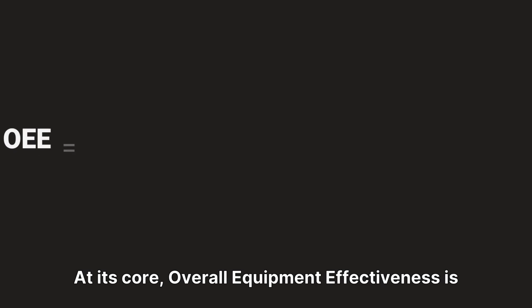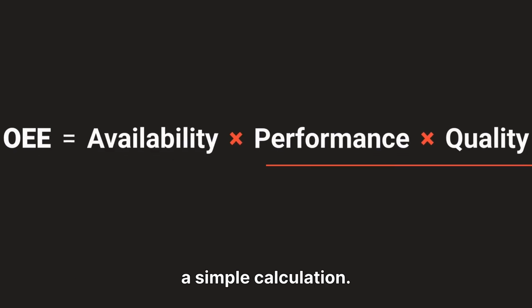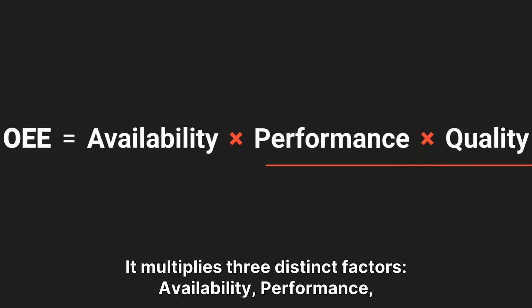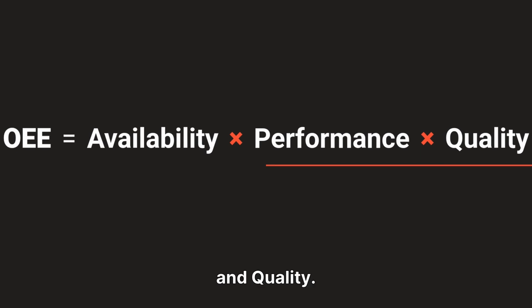At its core, overall equipment effectiveness is a simple calculation. It multiplies three distinct factors: availability, performance, and quality.